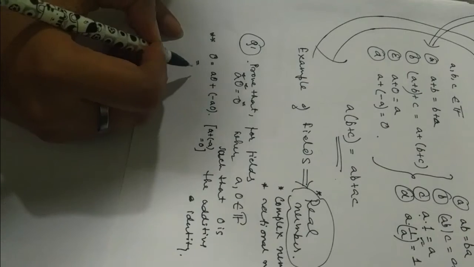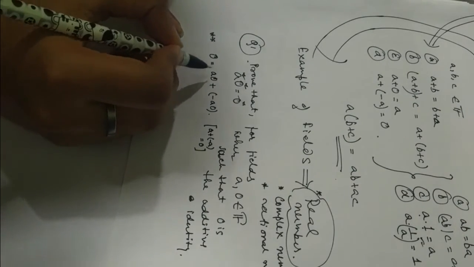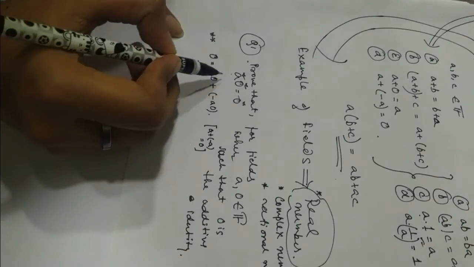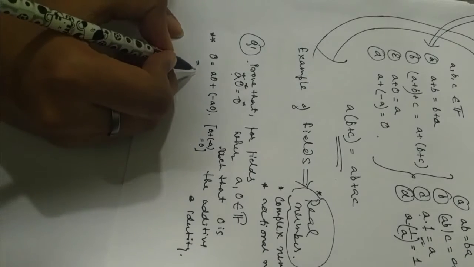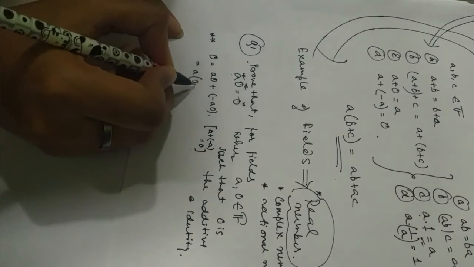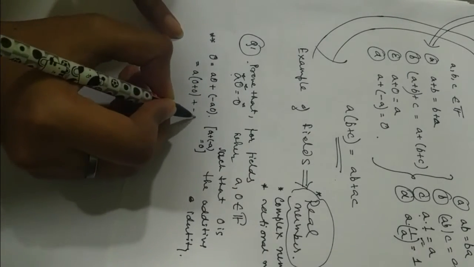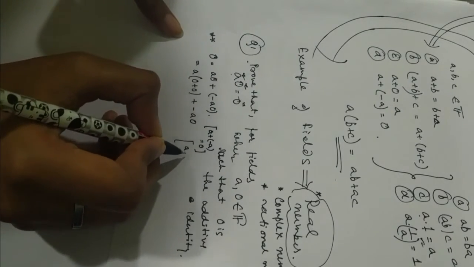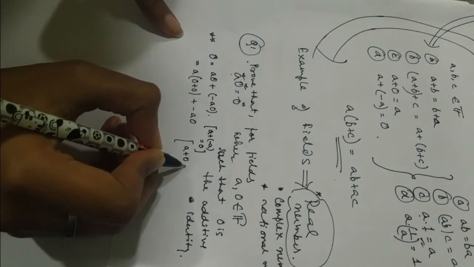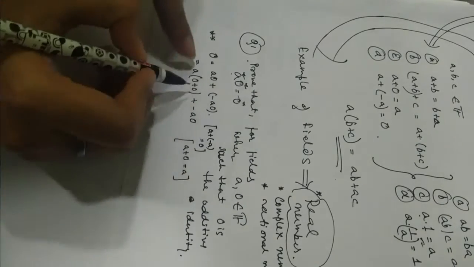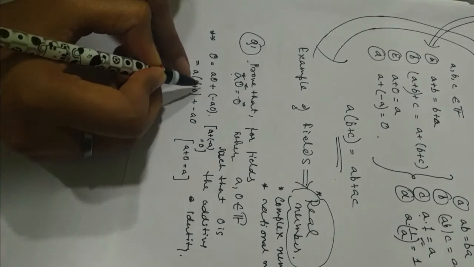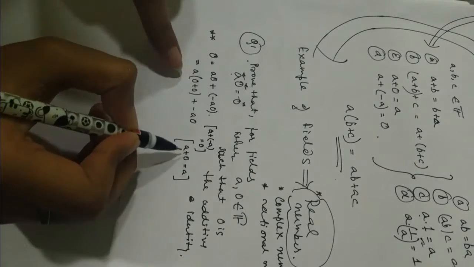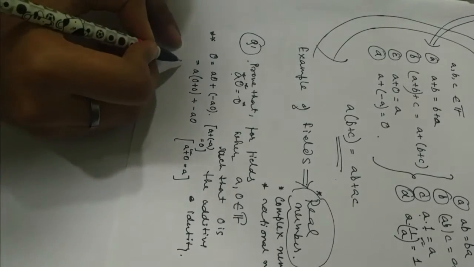So now we want to expand this more because our goal is to prove A0 is equal to 0. So what we do is A0 plus 0 plus minus A0. We have used the property that any element plus the additive identity is equal to the element itself. That means 0 plus A0 will obviously be equal to A0, right? So this property has been used over here.